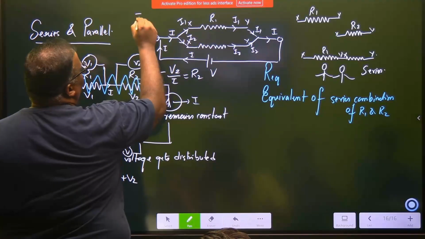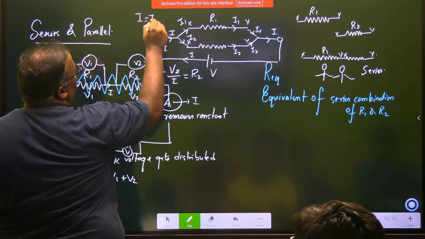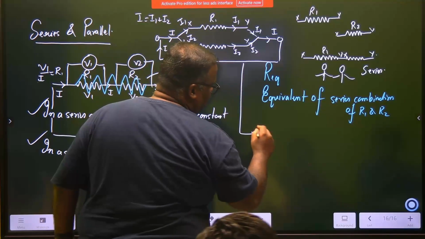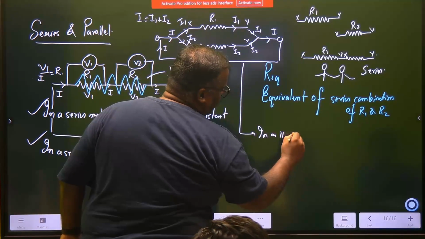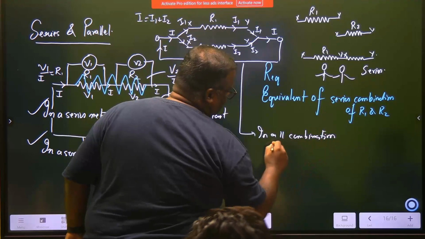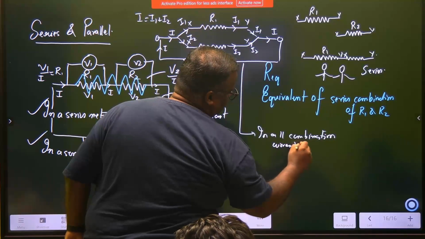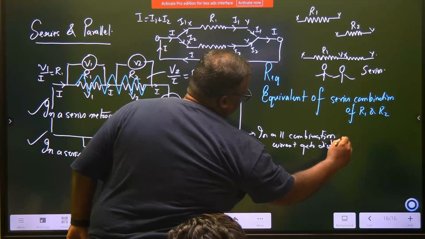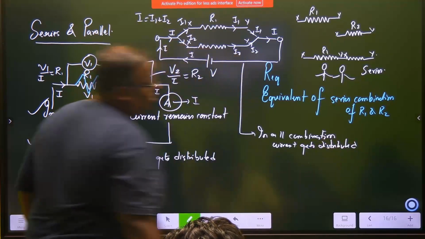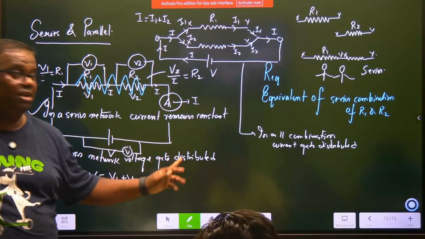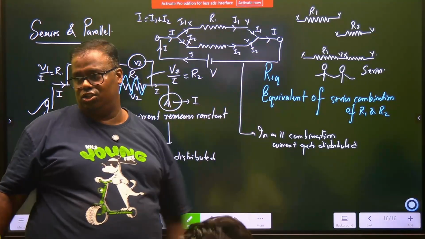So what did you get? You saw that I split up into I1 plus I2. Time for us to write that in a parallel combination: current gets distributed. Just the opposite. In a series, voltage gets distributed. In a parallel, current gets distributed.